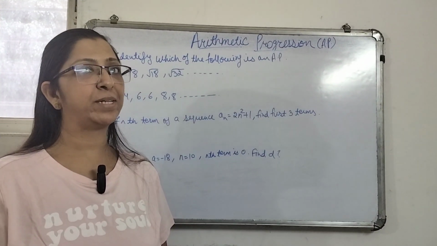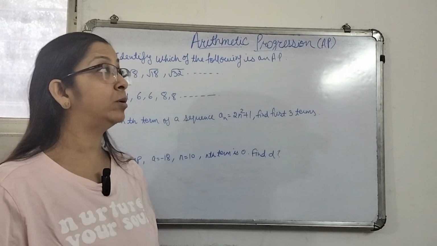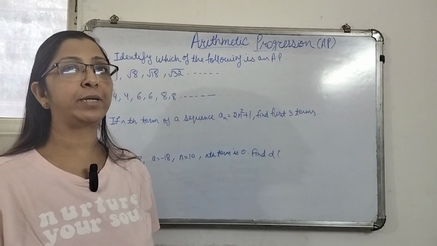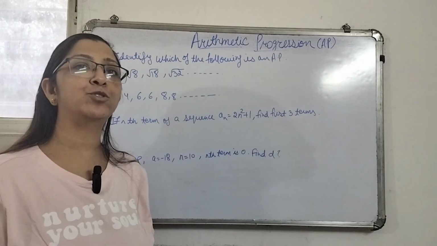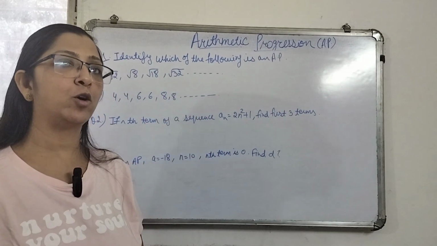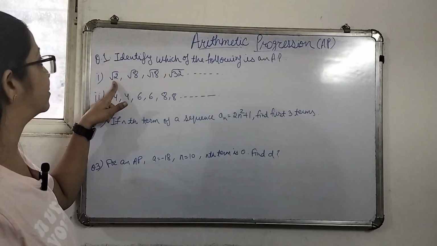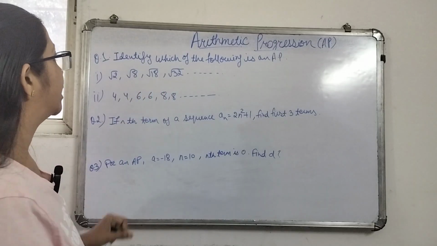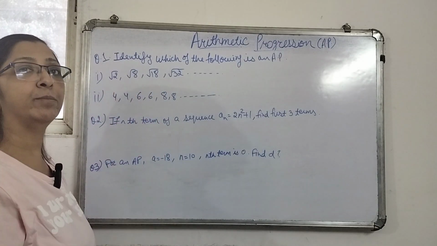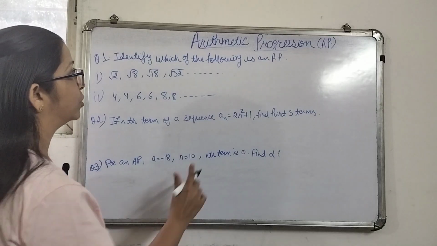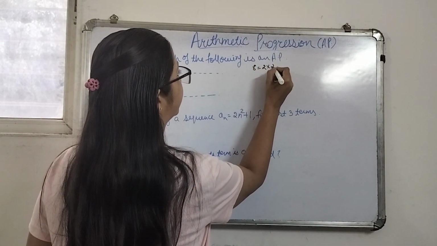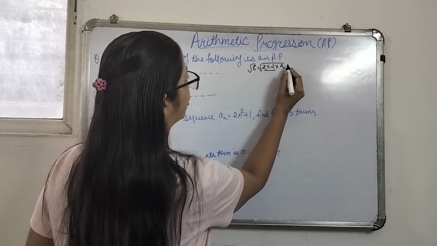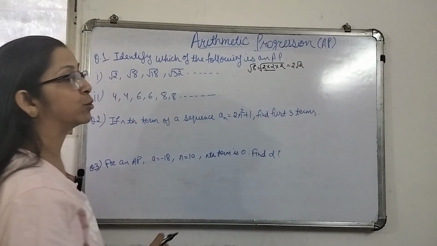Now let's understand some examples related to what we have learned till now. Question number 1 is: identify which of the following is an AP. Means sequences are given to us, and we need to check whether these sequences are forming an AP or not. Here we can see the first term is root 2, the second term is root 8, the third term is root 18. So see, if we factorize 8, it will be 2 multiplied by 2 multiplied by 2. 8 could be written as 2 multiplied by 2 multiplied by 2. So if we find the square root of it, one 2 will come out of it. It could be written as 2 root 2.